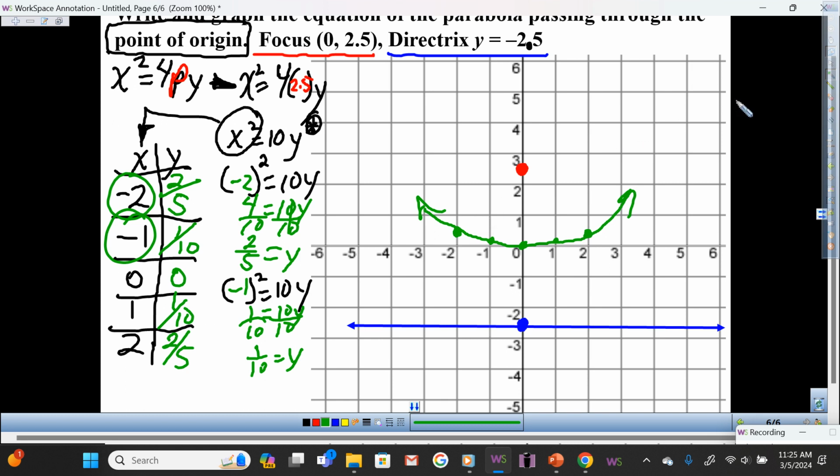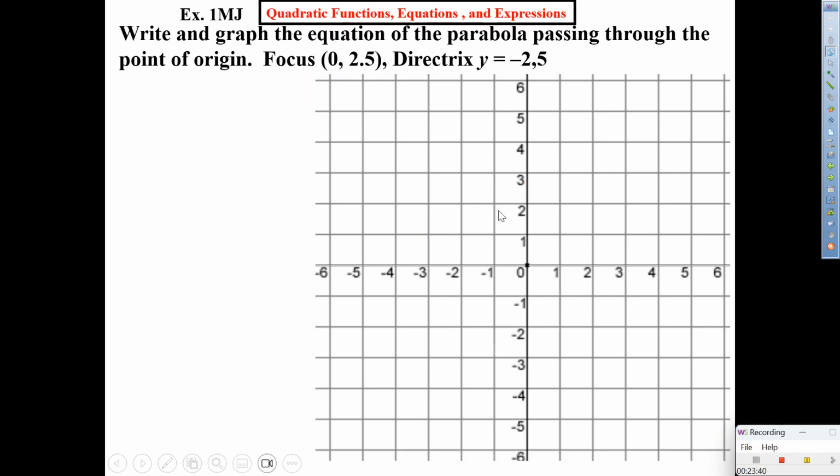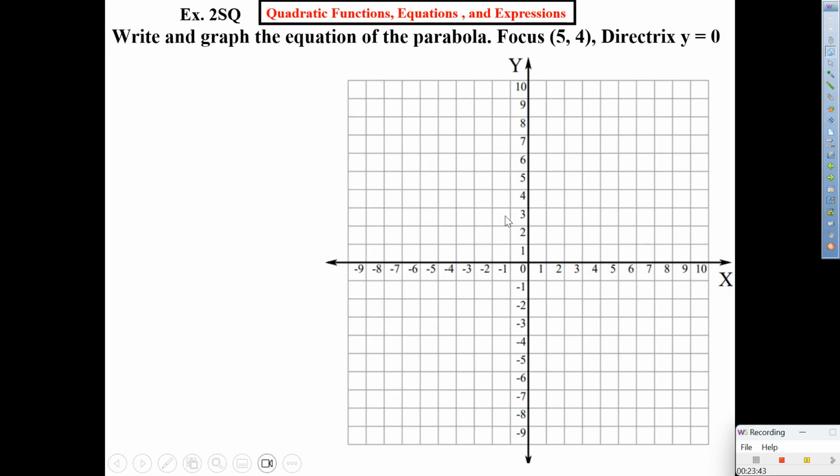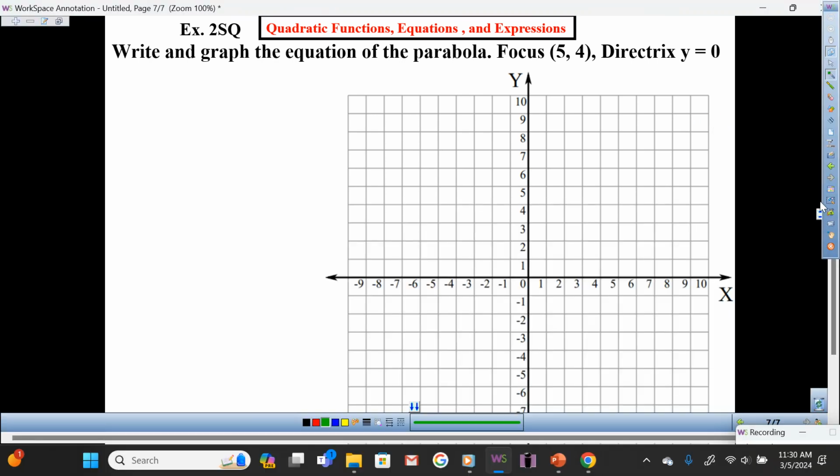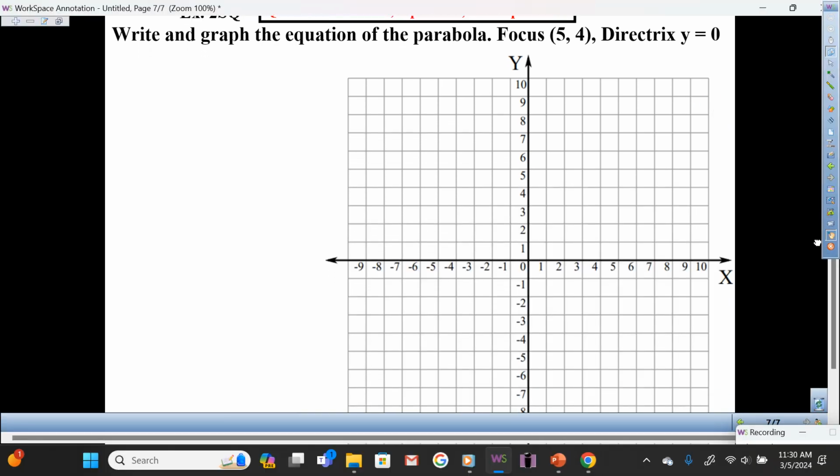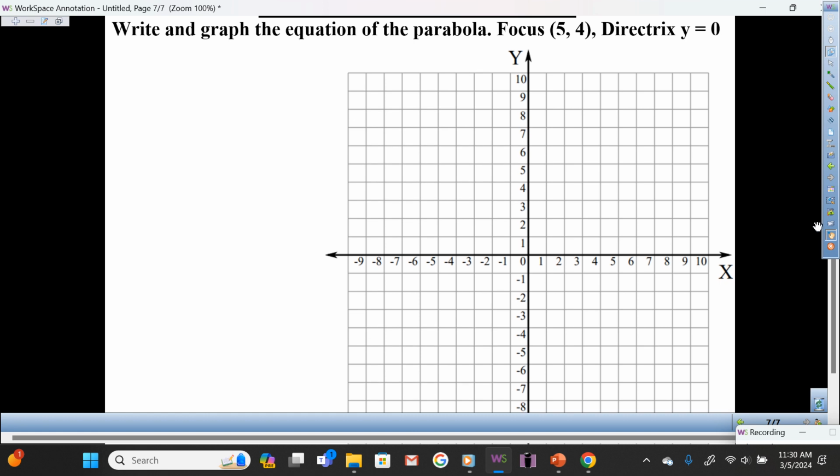All right. How comfortable are you with these two so far? 1 to 5, let's see. 5 4s, 5 4s. Okay. All right. Copy this one. Go to the next coordinate plane. Focus 5, 4, directrix y equals 0. There was one of these on your homework last night. Let's see how you do with this one. I'll give you a head start. Let's go.